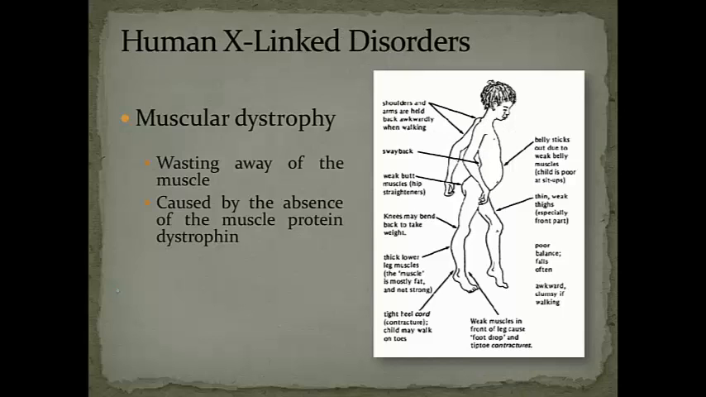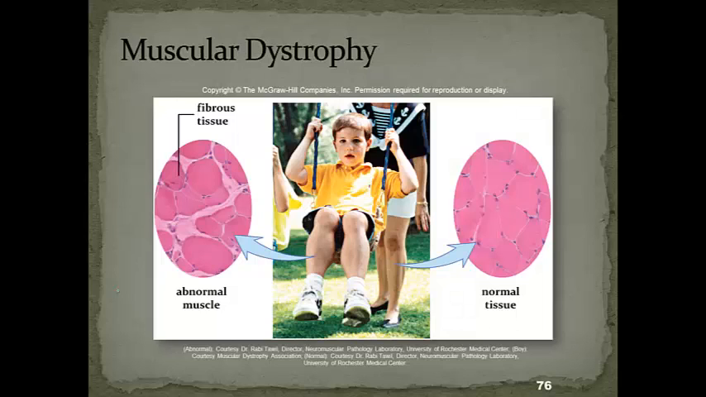Okay, last disorder, muscular dystrophy. It's caused by absence of the muscle protein dystrophin. What happens is calcium leaks into the cells. What we have over here on the right is normal tissue. Over here on the left is tissue from a kid with muscular dystrophy. Calcium ions leak into the cells, and it promotes the action of an enzyme that dissolves the muscle fibers, at which point scar tissue forms.